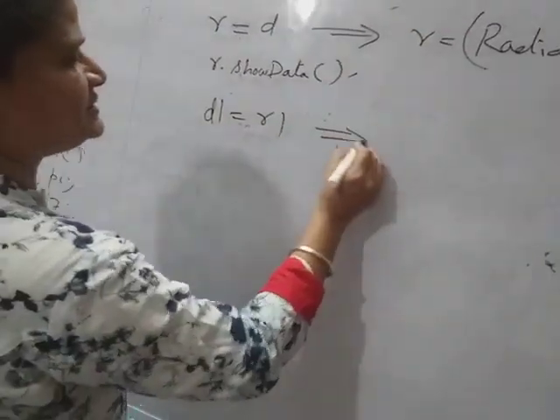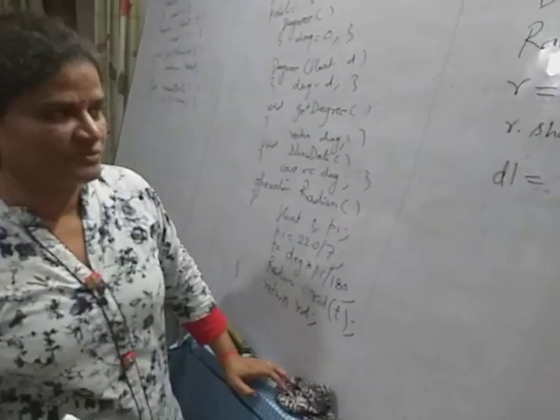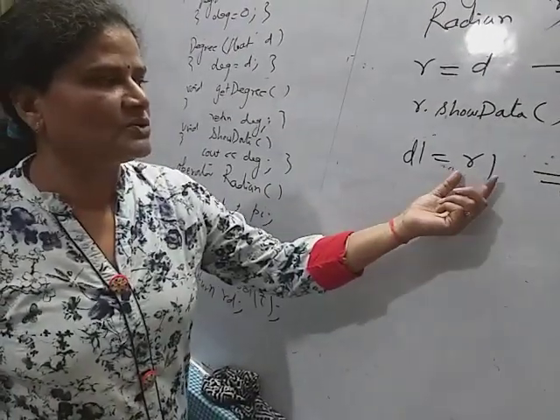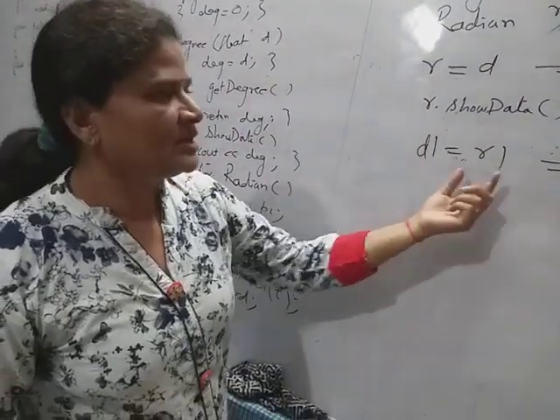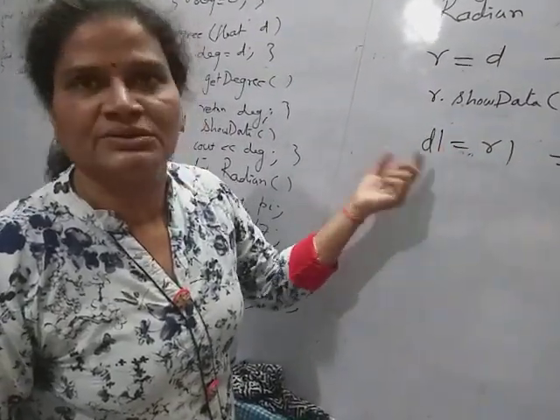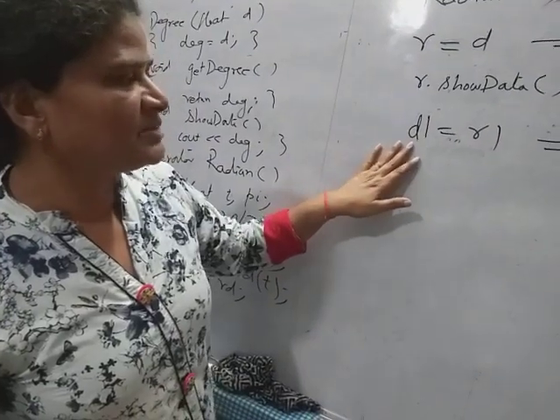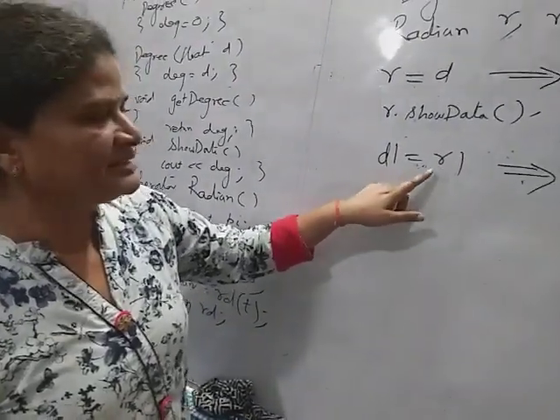See, D1 equal to R1. What? Simply I want to convert the radian. Here I have converted the degree object into the radian object. Now here I want to convert the radian object into the degree object. So this can be done in two ways.